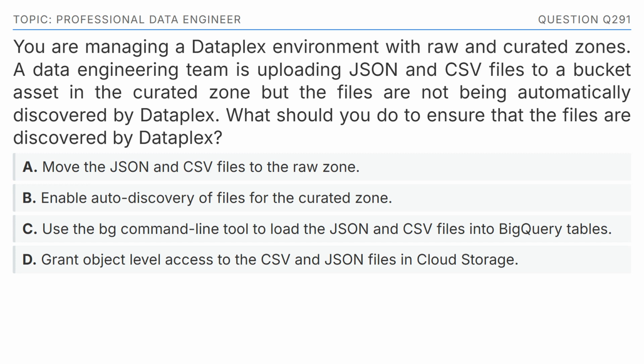The options are: Option A, move the JSON and CSV files to the raw zone. Option B, enable auto-discovery of files for the curated zone. Option C, use the bq command line tool to load the JSON and CSV files into BigQuery tables. Option D, grant object-level access to the CSV and JSON files in Cloud Storage.